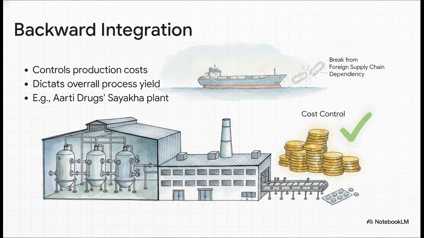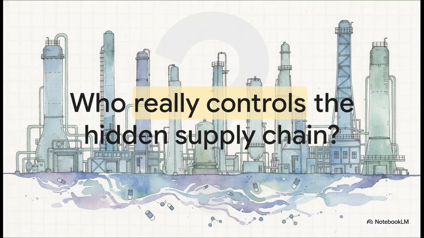A prime example of this, RD Drugs. They actually built their Sayaka facility specifically to supply their own intermediates internally. That's a real game changer because it frees them up from the vulnerabilities of relying on overseas supply chains. So, you see, mastering the intermediate isn't just about chemistry. It's really about controlling the very foundation of the global supply chain, the whole shebang.